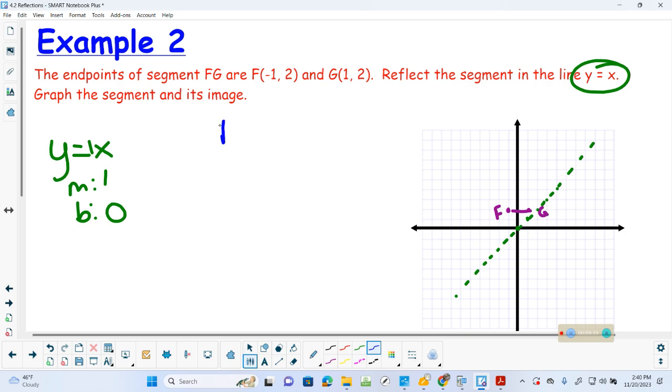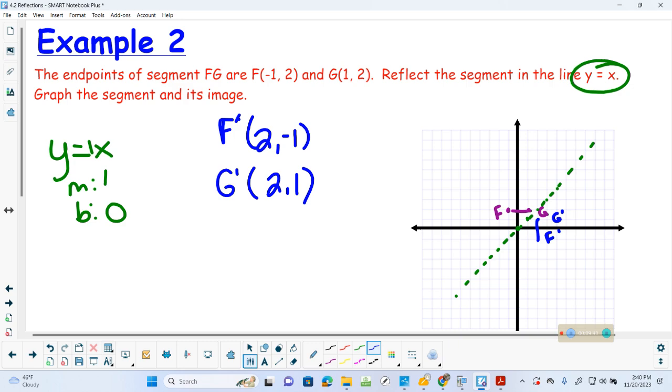So I'm looking at F up here, F prime, I'm just going to reverse it. To make G prime, I just reverse it. So 2, 1. So I'm going to plot those. 2, -1. And then 2, 1. And now I'm like, oh, yeah, now I can see it reflected over the green line.